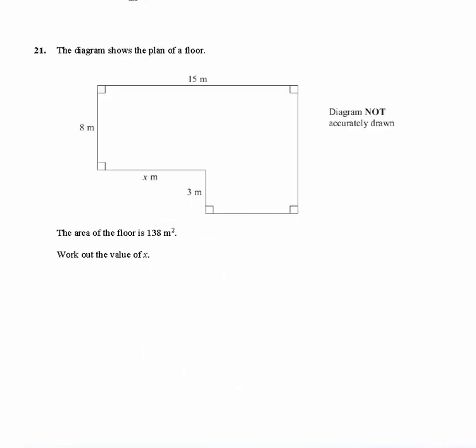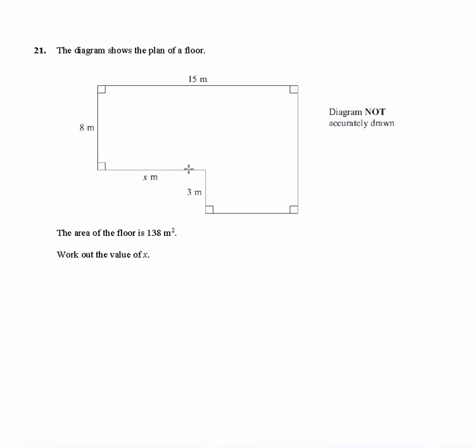Right, next question. The diagram shows the plan of a floor. The area of the floor is 138 square meters. Work out the value of x. So there's lots of different ways of doing this, and you could cut this into rectangles and that would work. But I think the simplest way here is to say, right, imagine this as a rectangle. See this rectangle here?